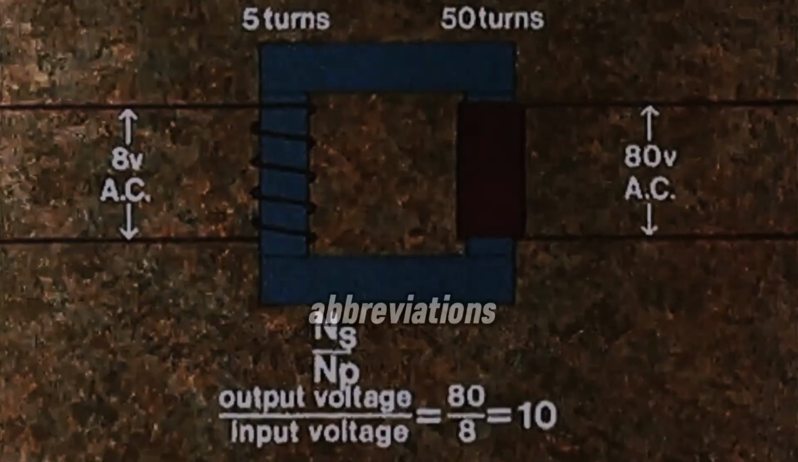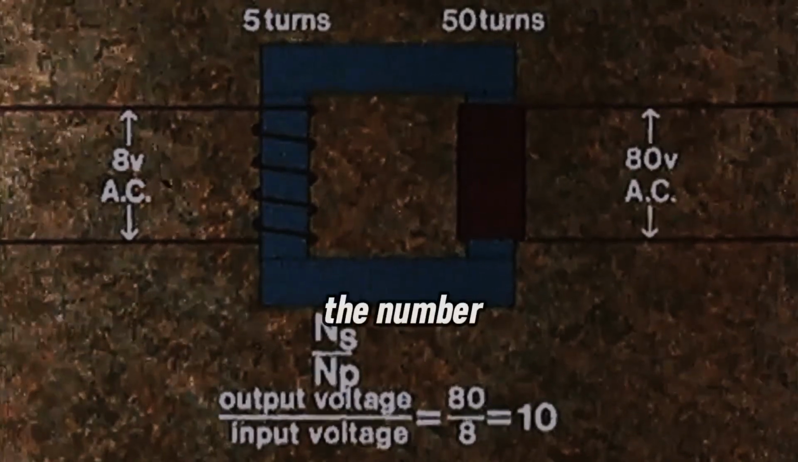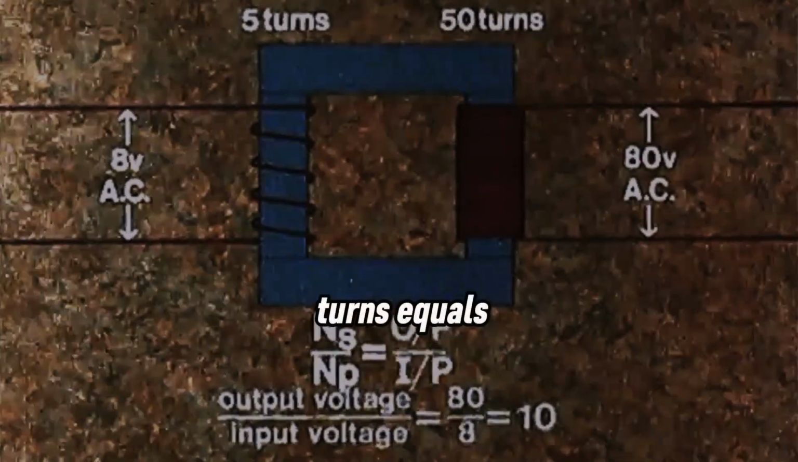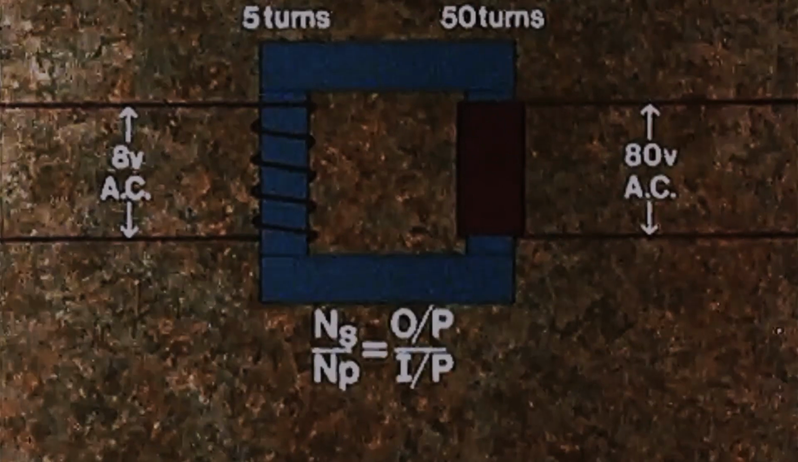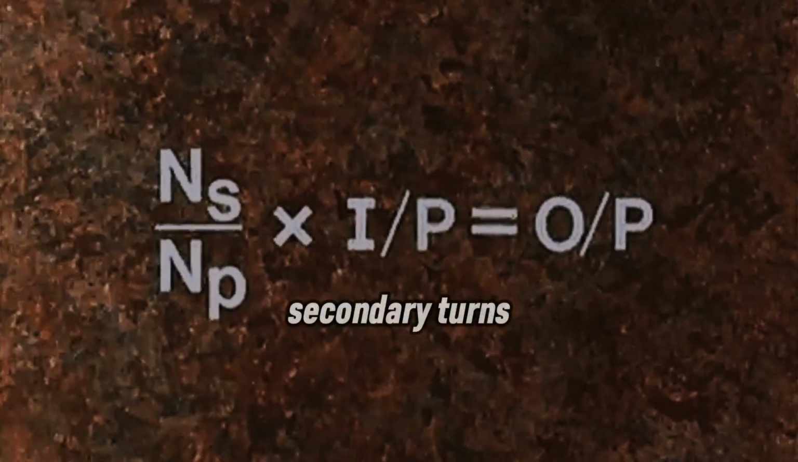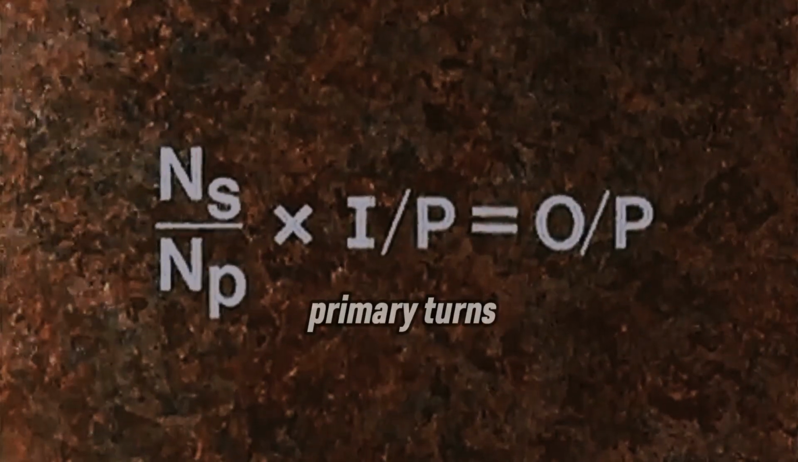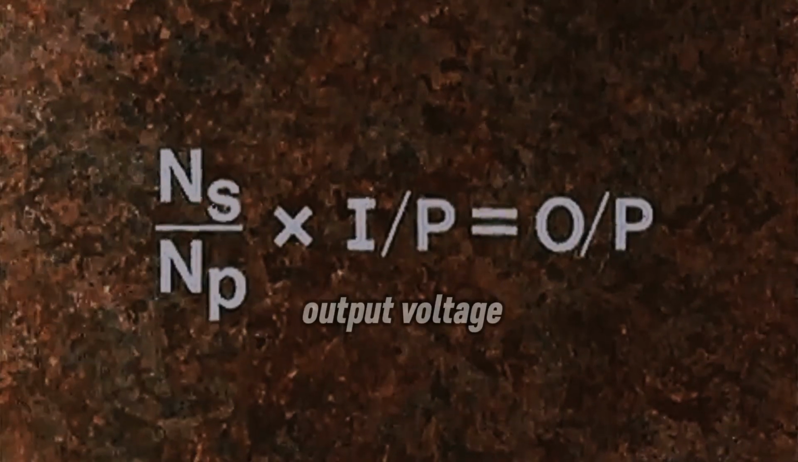Using obvious abbreviations, this means that the number of secondary turns divided by the number of primary turns equals the output voltage divided by the input voltage. And if we do a simple bit of juggling, we get this formula. Secondary turns divided by primary turns times input voltage equals output voltage.